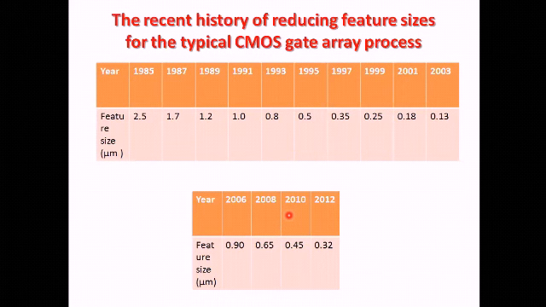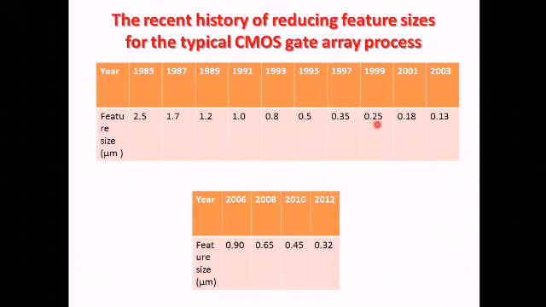1.5. So you can see that this is the year. Suppose the feature size started from 2.5 micrometer in 1985. So it goes on decreasing. In 1987, it is 1.7. In 1989, it is 1.2. In 1991, it is 1.0. In 1993, it is 0.8. In 1995, it is 0.5. In 1997, 0.35. So it goes on decreasing year by year in a gap of 2 years or 3 years like this.